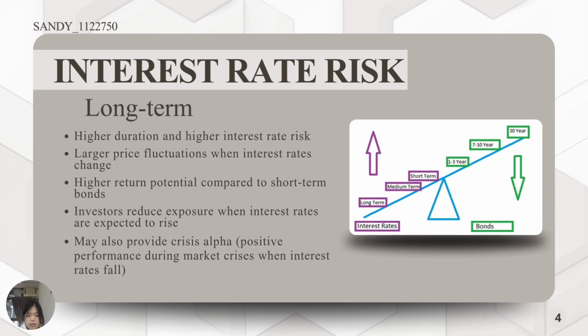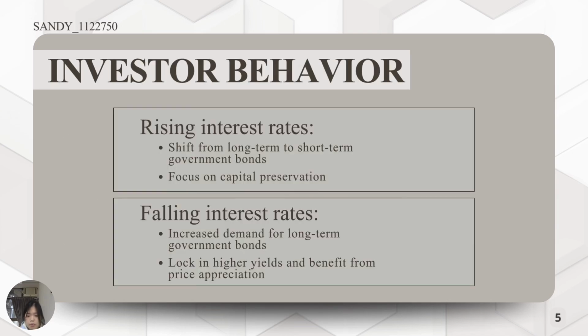When investors anticipate falling interest rates, they increase demand for long-term government bonds to lock in higher yields and benefit from price appreciation. In addition, long-term government bonds may provide a crisis alpha, meaning they can perform well during a market crisis, as falling interest rates and flight-to-safety behavior support bond prices, helping protect portfolios when risky assets decline. This behavior can be observed in the real market.